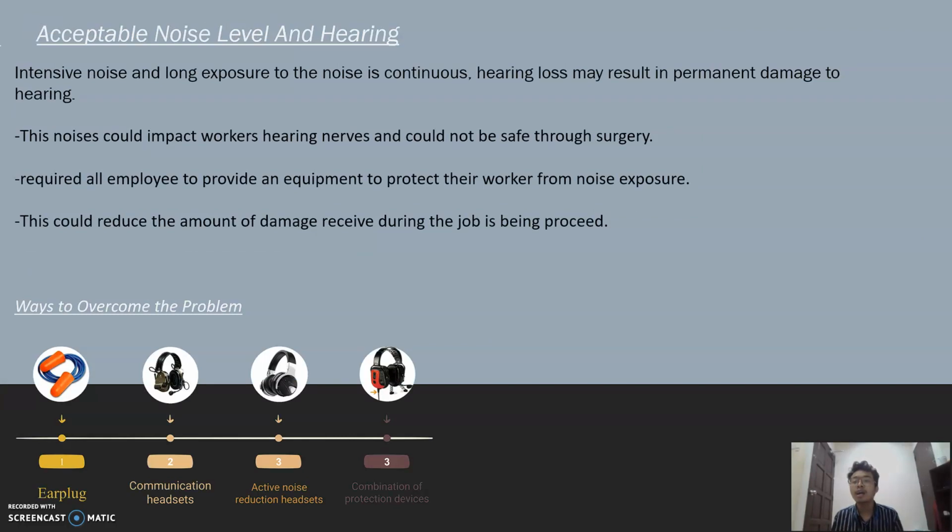So proceeding on, acceptable noise level and hearing. When you are exposed to long periods of intense noise, your ears could suffer permanent damage, which will result in hearing loss. So this is something employees should be protected from with noise preventing equipment. For example, we can suggest they wear earplugs or even active noise reduction headsets. These are a few of the ways to overcome the problem.